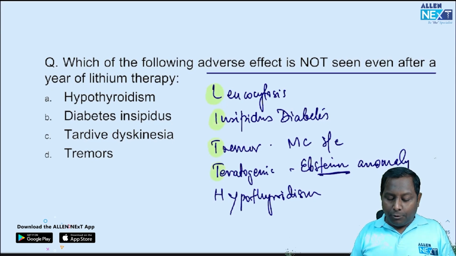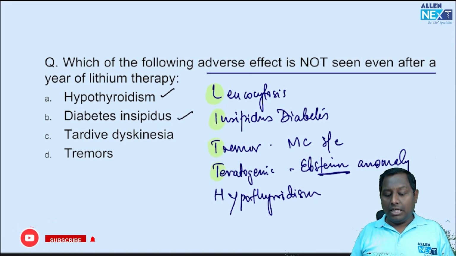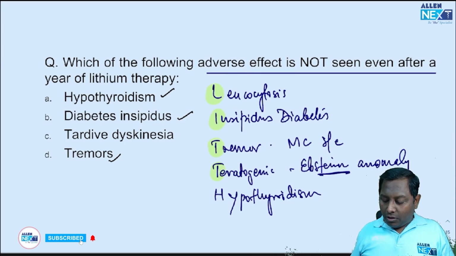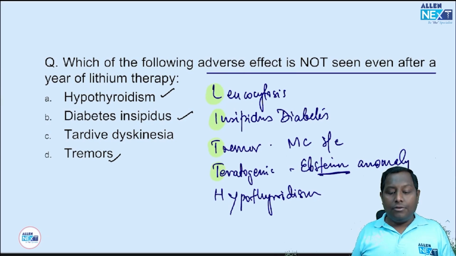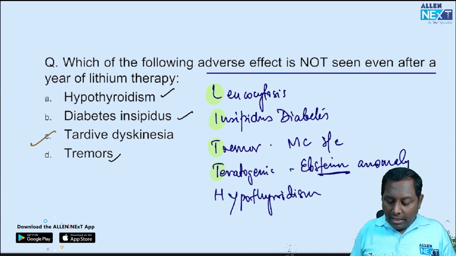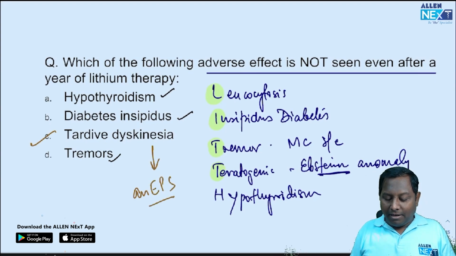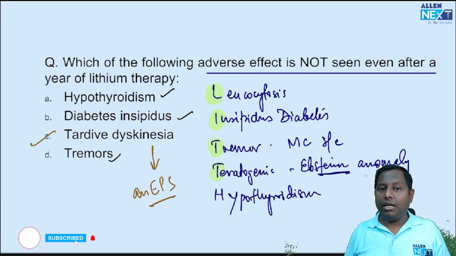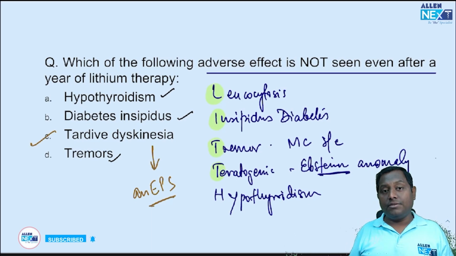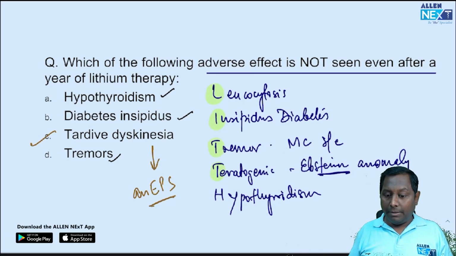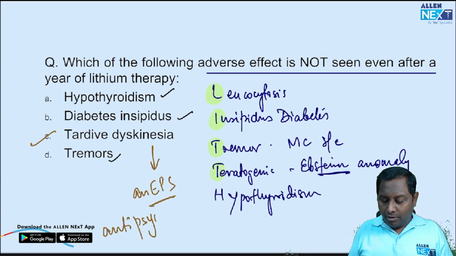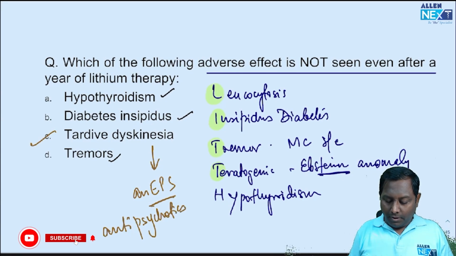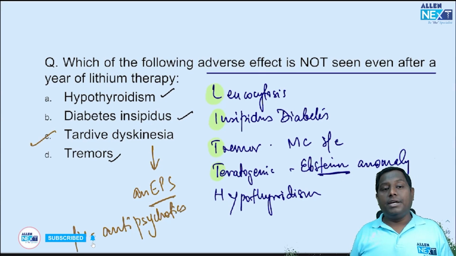So will it cause hypothyroidism? Yes. Diabetes insipidus? Yes. Will it cause tremor? Yes. Will it cause tardive dyskinesia? Look at tardive dyskinesia. Tardive dyskinesia is an extrapyramidal symptom, that is mainly associated with the typical antipsychotics.